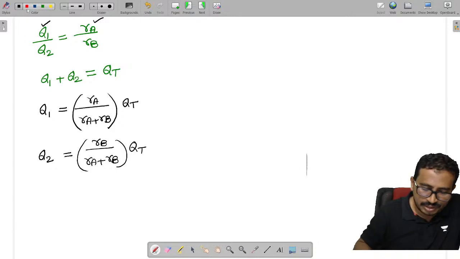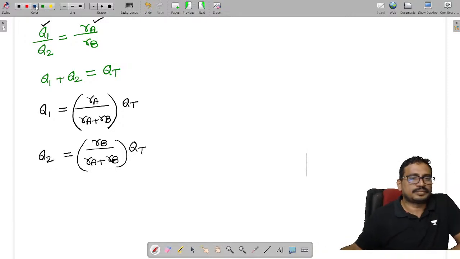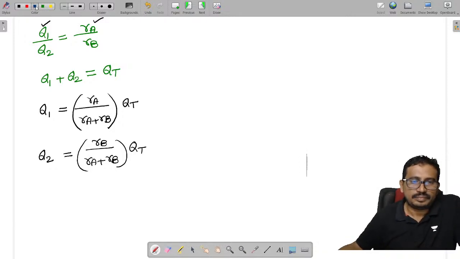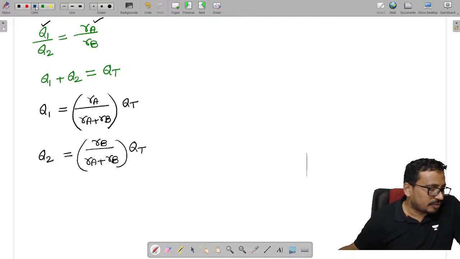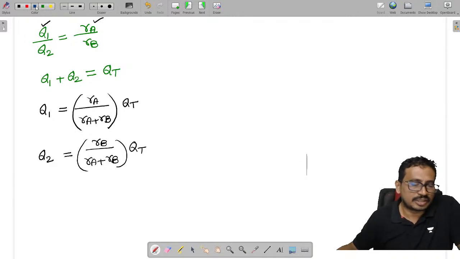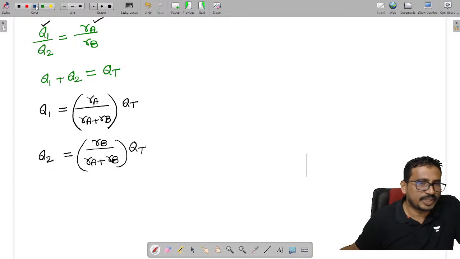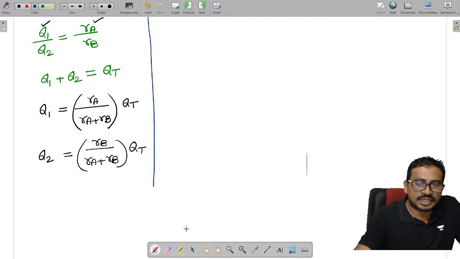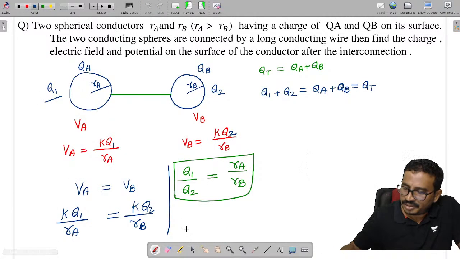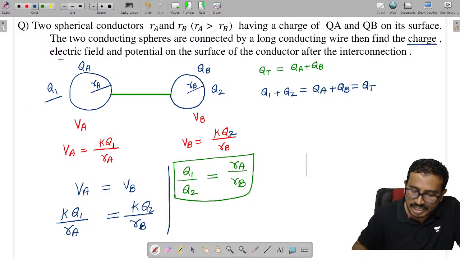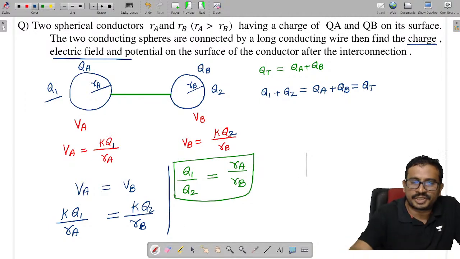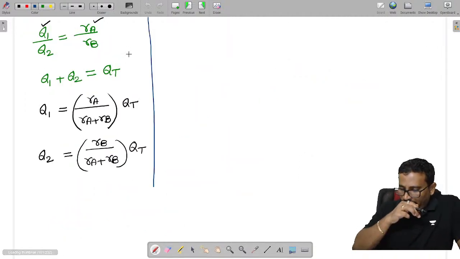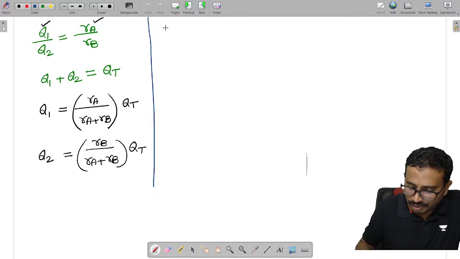So these Q1 and Q2 are the charges present on the spheres after the interconnection. Now, what else are they asking us to find? They are asking us to find the charge as well as the electric field. So tell me, what is the electric field now?